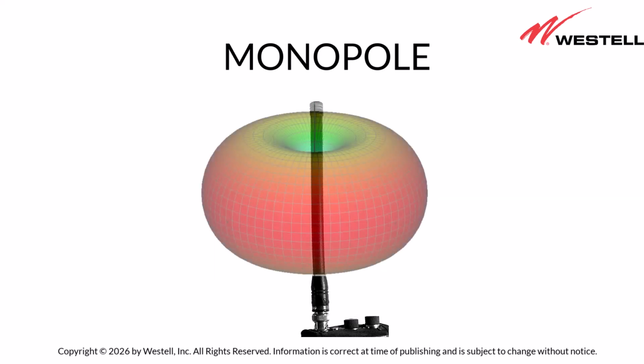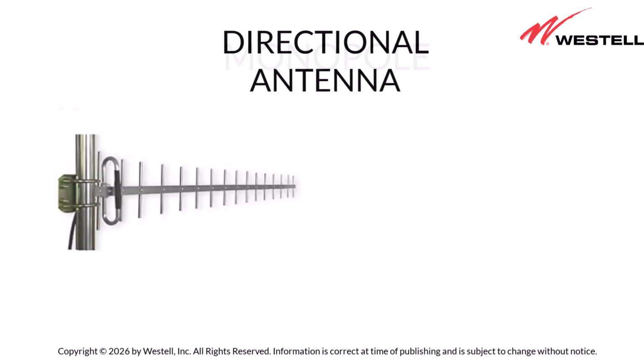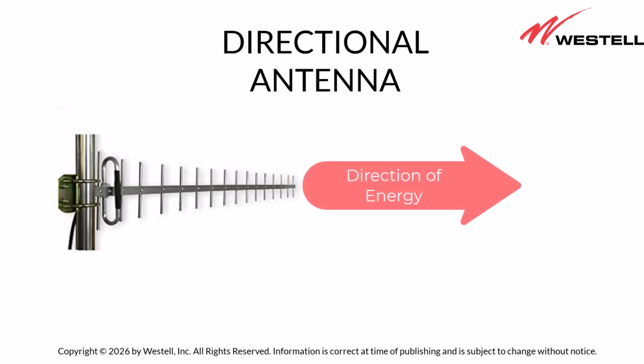Dipole and monopole antennas are omnidirectional. They radiate equally in all directions in the horizontal plane. In some applications, this is desirable. In others, it is not. A directional antenna will focus its transmitted energy in one direction, limiting its transmitted energy in all the other directions.